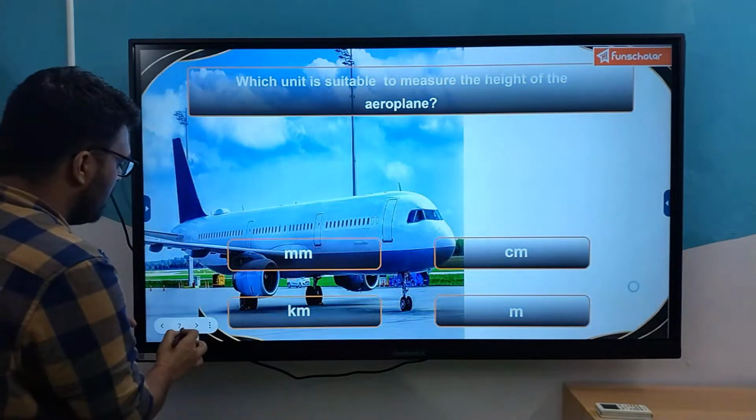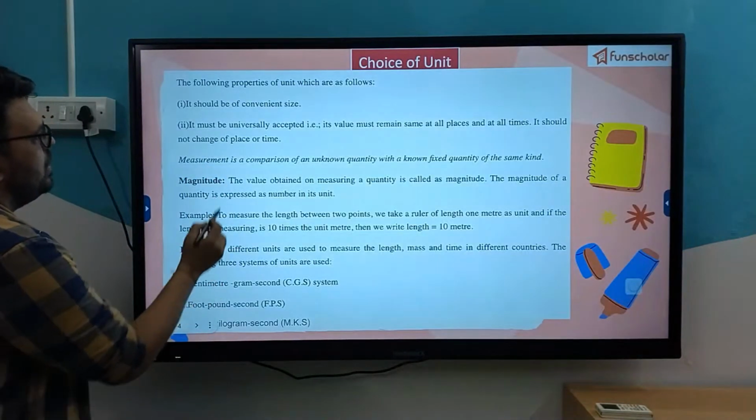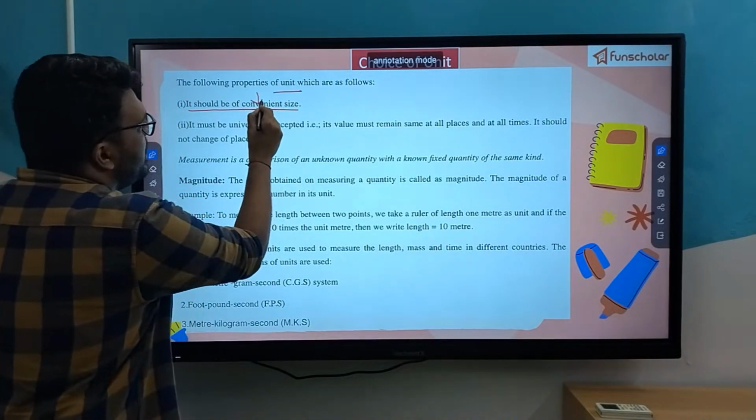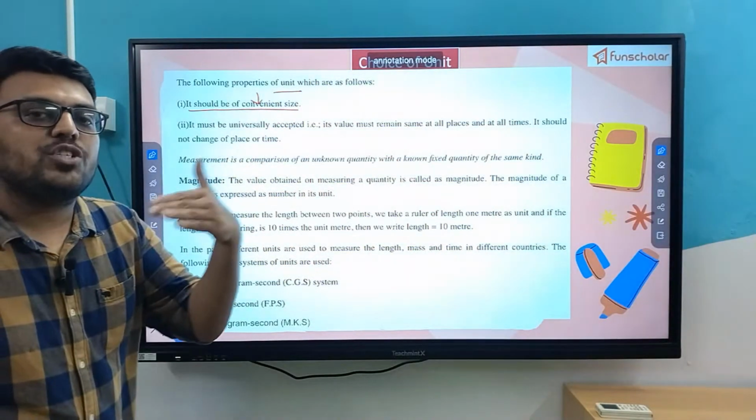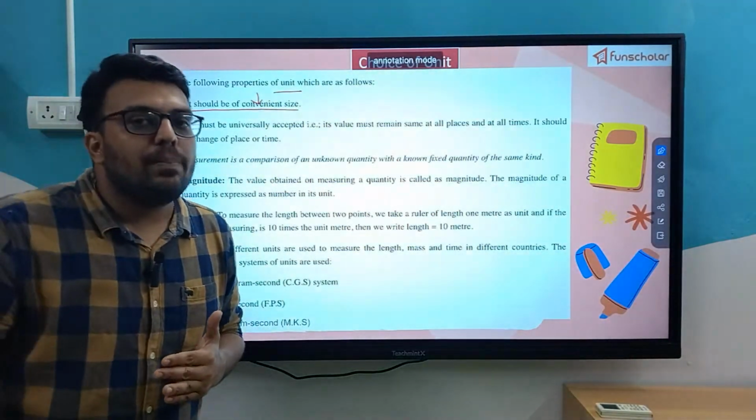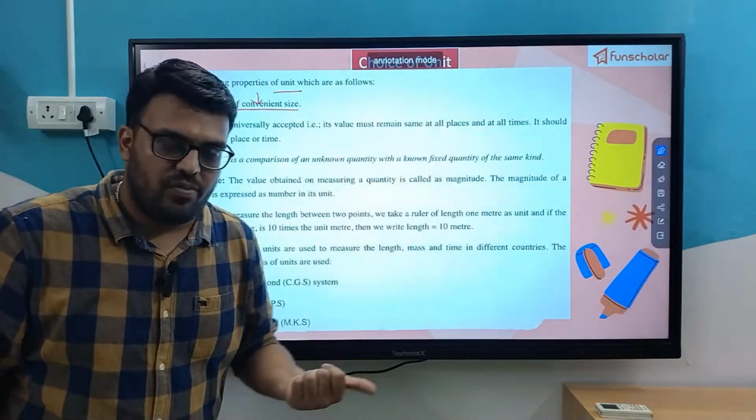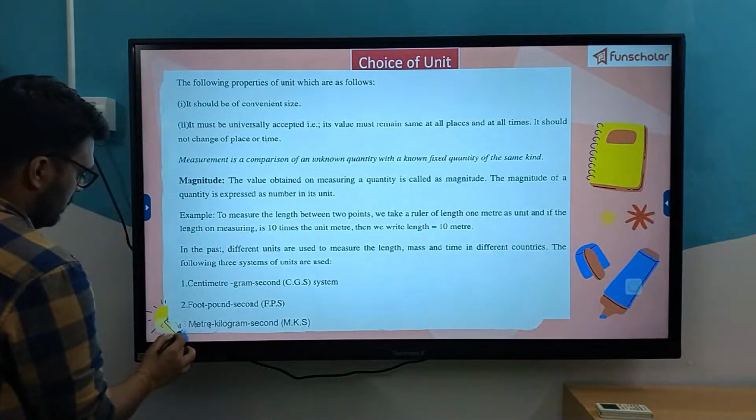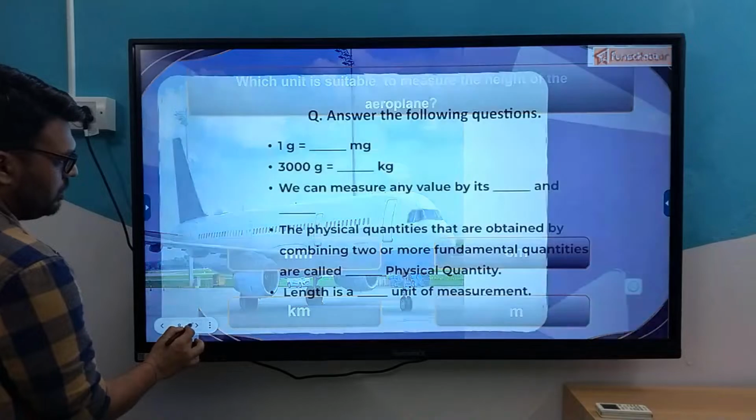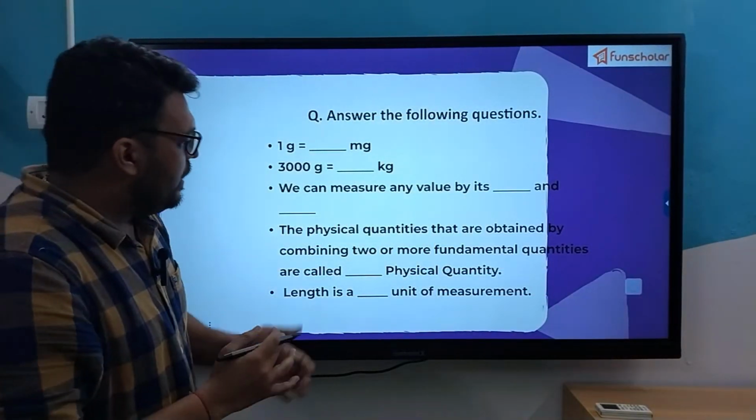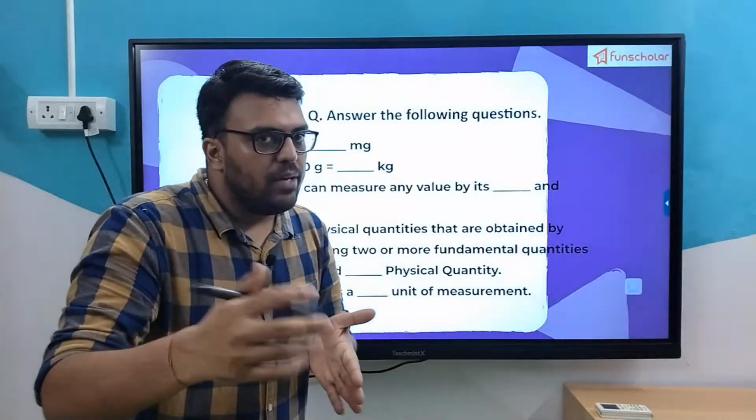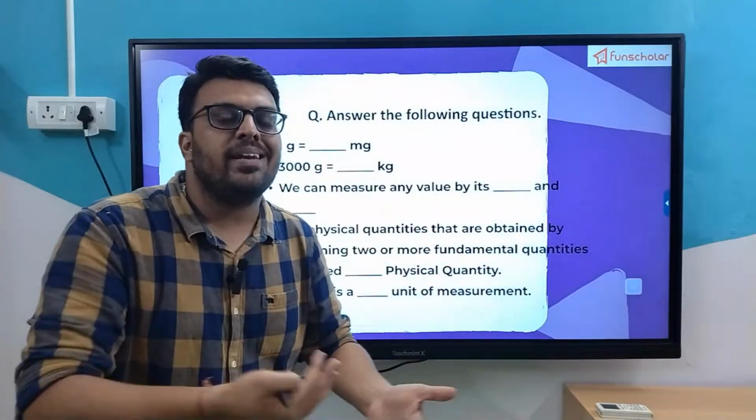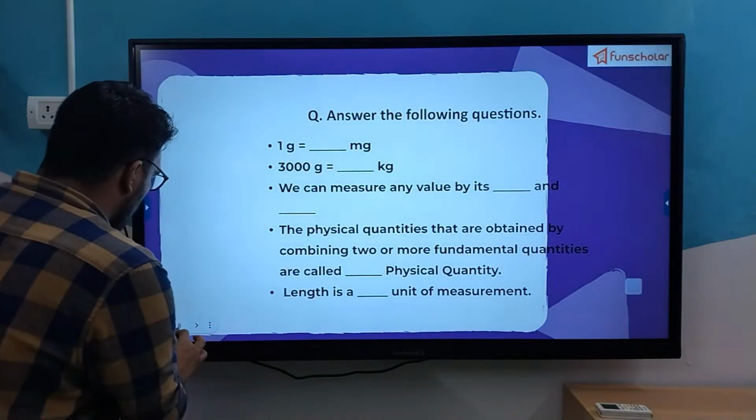Let's get back to slide number 3. Here what we noticed was that the unit should be of convenient size. So if the object is differing, its measurements will be differing and our choice of unit will be differing. Okay, that is the idea. Now these are some conversion questions which we will discuss after a while, once we get to know what the variations are, what is the relation between one quantity and its sub quantity.